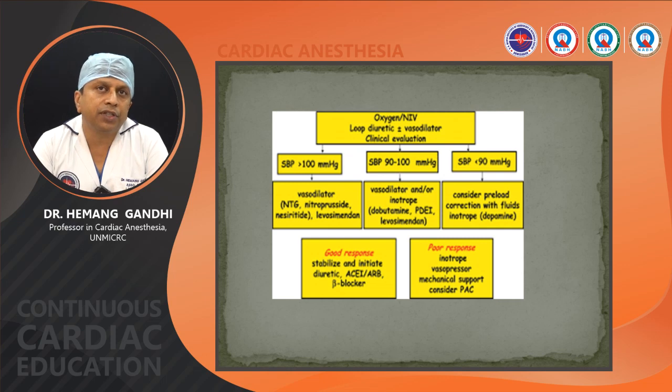And if the pressure is still remaining below 90 millimeters of mercury, consider improving the preload with fluids, and also adding inotropes like dopamine, dobutamine, or adrenaline.